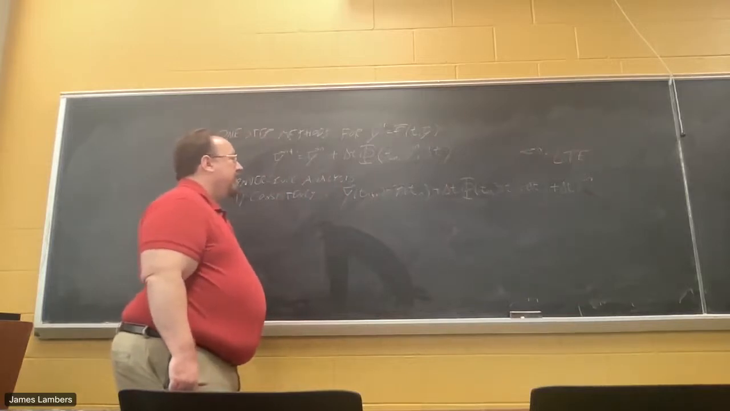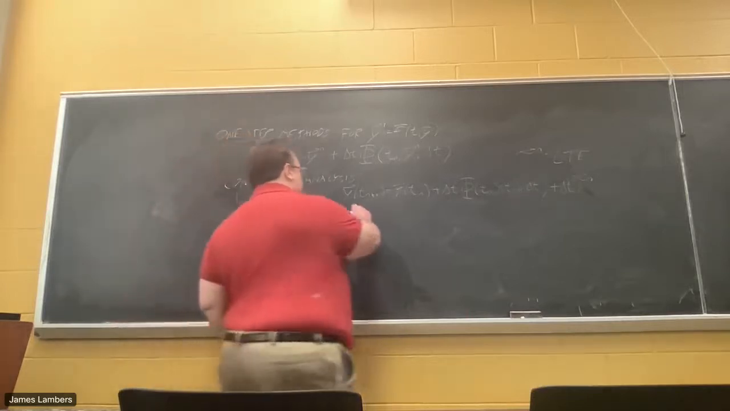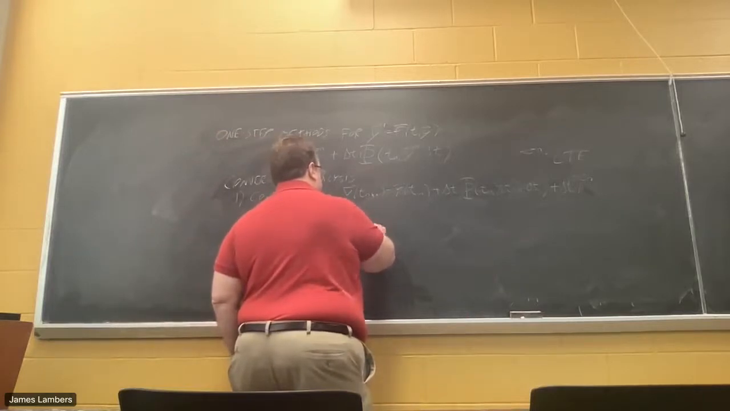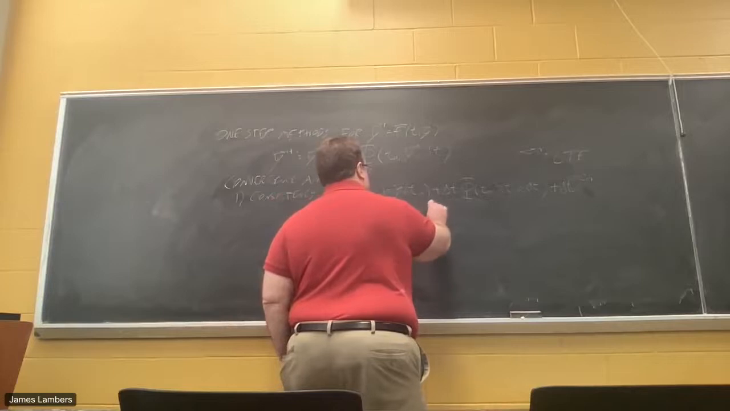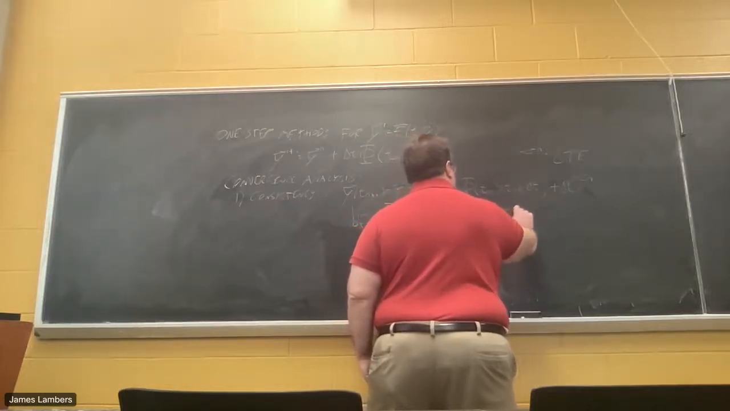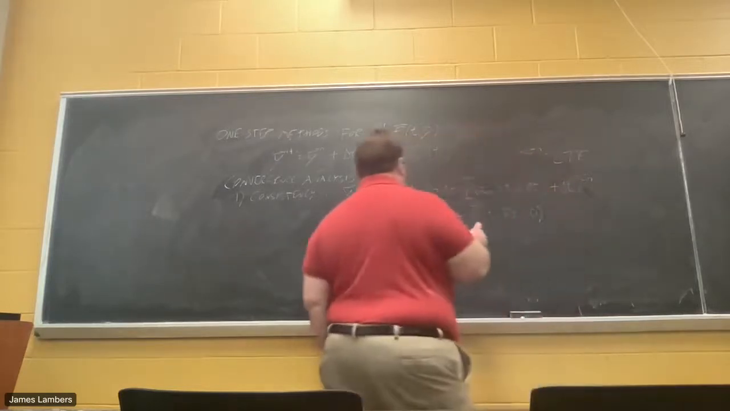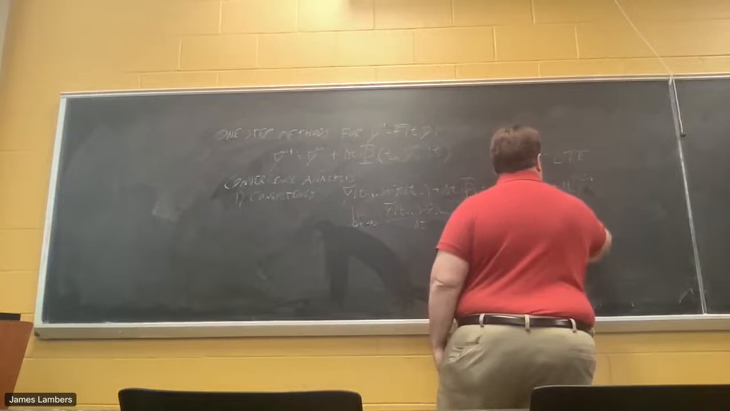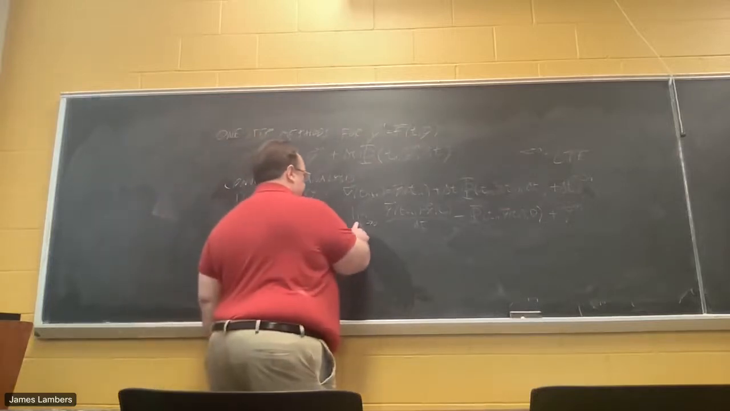Okay. Now, if I take this equation, I rearrange it a bit, and take the limit as delta t goes to 0, I have the limit as delta t goes to 0 of (y_{n+1} minus y_n) over delta t minus phi(t_n, y_n, delta t), which goes to 0 because delta t is going to 0, plus the truncation error term.